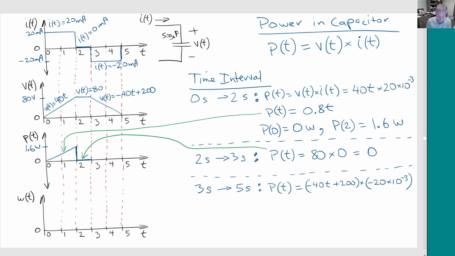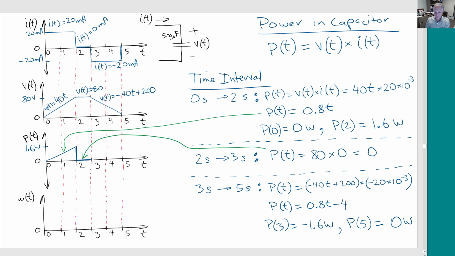And then, let's do the final interval. So now we're doing the interval 3 to 5 seconds, okay? So then, we take the voltage waveform, so that's this one here, okay? And then we take the current, minus 20 milliamps, minus 20 milliamps here, okay? So that's where we get those from. Multiply them together, and we get 0.8 t minus 4, okay? So that's the power waveform. So what does that look like?